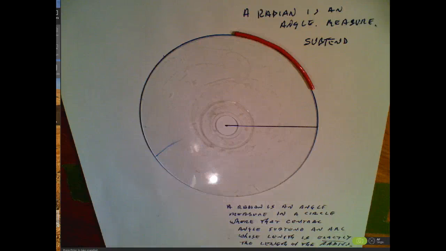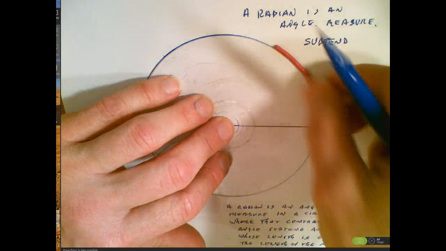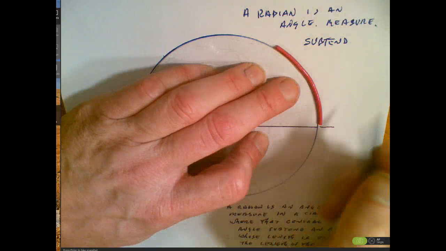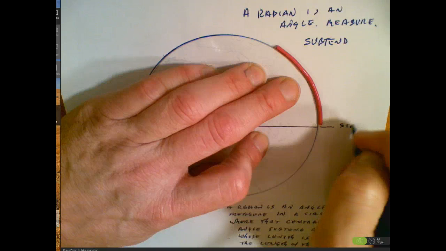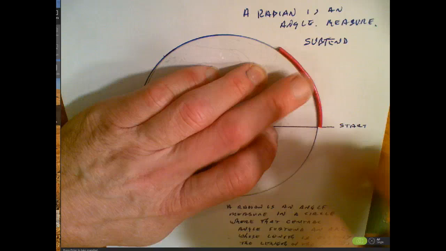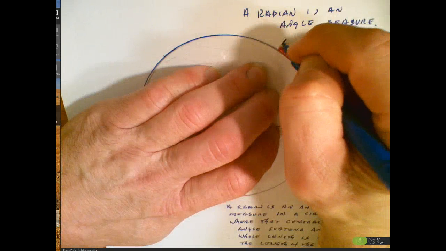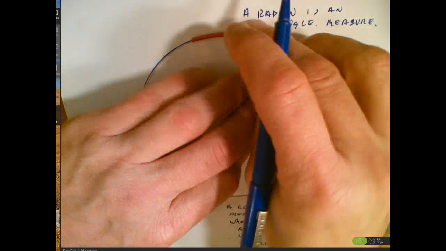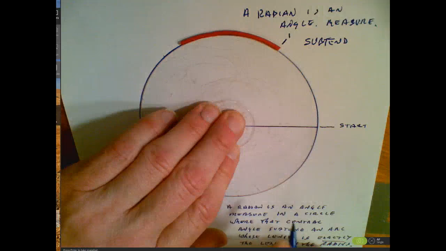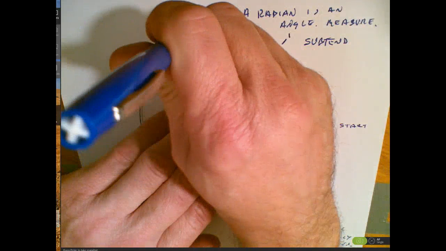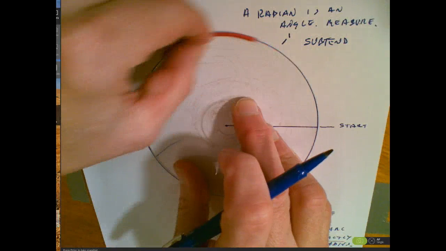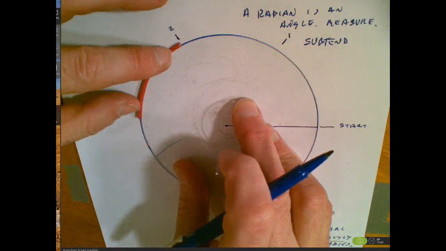Okay, so what I'm going to do is keep moving it around. I'm going to put here for start. And I'm going to mark this thing. I'm going to put it here, one. So one of these is one radius. And here is where the second one is. There's number 2. Got it? We're going to see how many of these go around the circle.